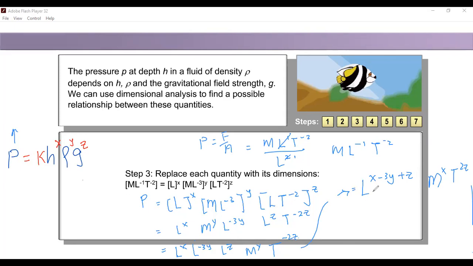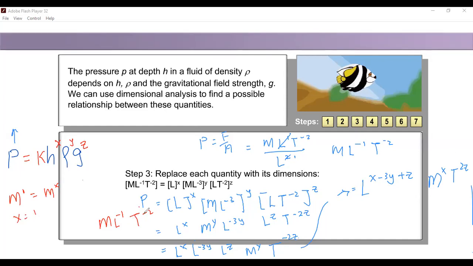So after that, we compare this side with the other side. The other side, I use red color. The P is M, L, negative 1, T, negative 2. Okay. Now we compare. First, we compare the X first, MX. MX, here is M1, correct? That means that M is equal to MX. That means this should be 1, right? So X is equal to 1.